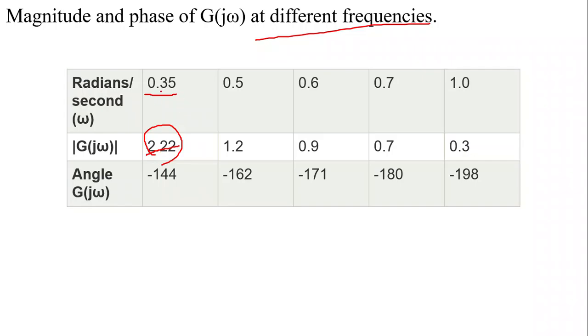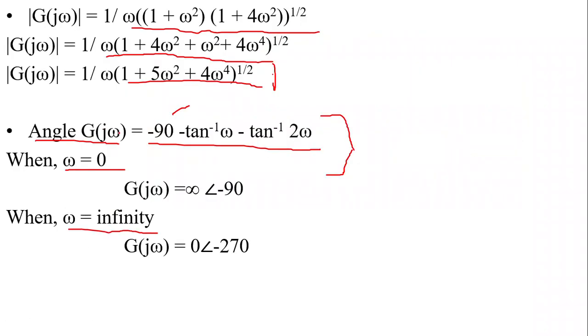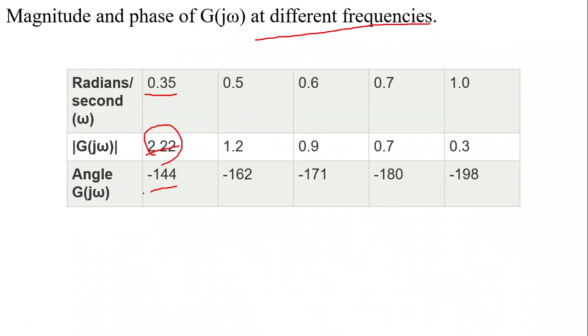Correspondingly, for omega equal to 0.35 we have a phase angle of minus 144. We substitute omega equal to 0.35 in the general expression, that is, G of j omega equals minus 90 degree minus tan inverse of 0.35 minus tan inverse of 2 into 0.35. We get an angle of minus 144.